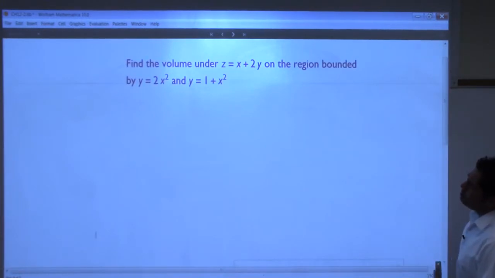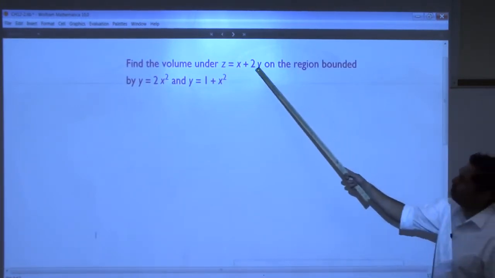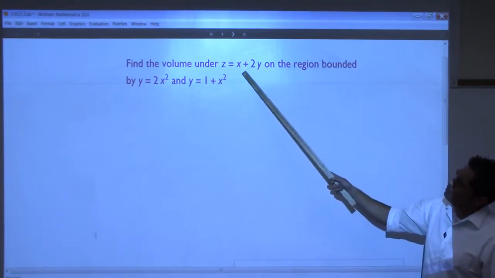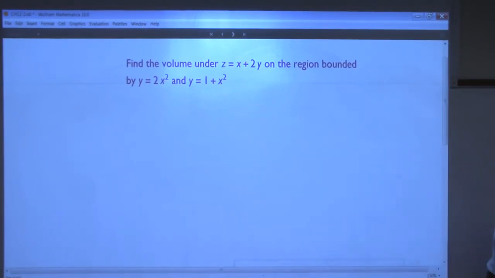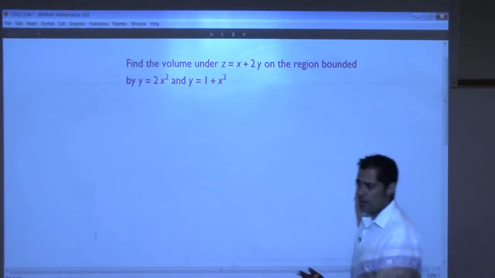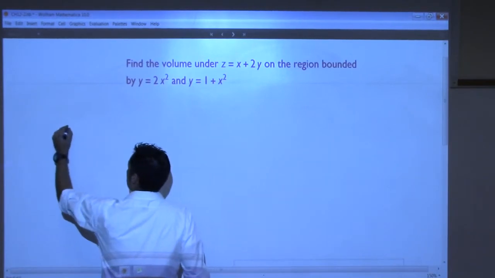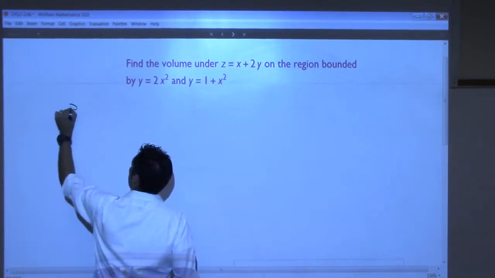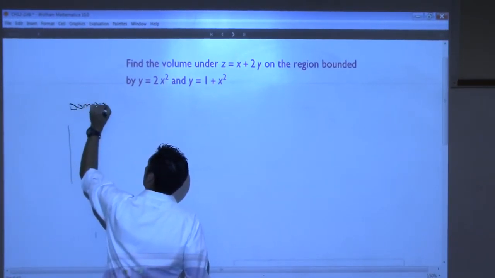Find the volume under z equals x plus 2y. What is that if I graphed it? It's a plane. Find the volume under this plane on the region bounded by these two curves. All right, so let's talk about this region. I'm going to try and draw it first. Remember, this is my domain over here, right? This is what I'm going to integrate over.